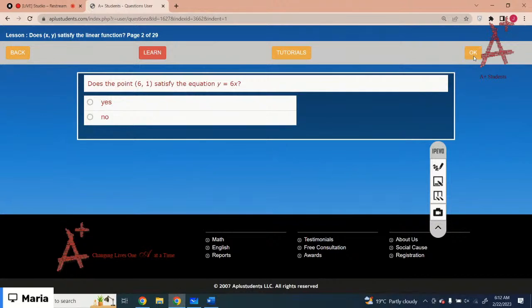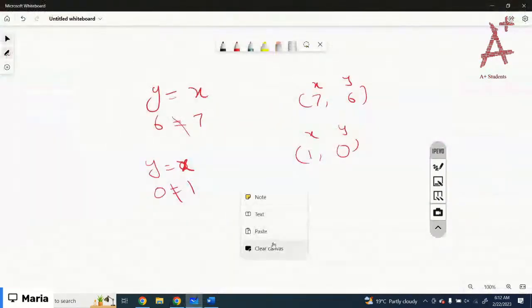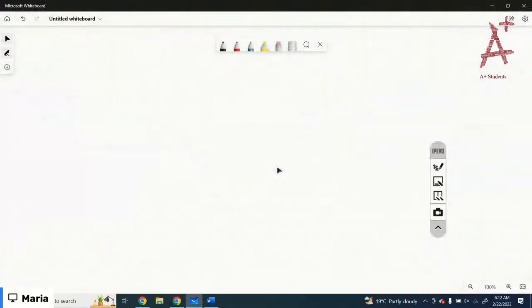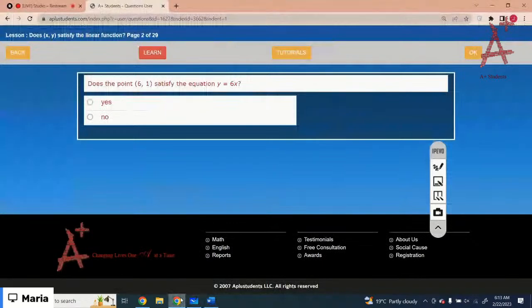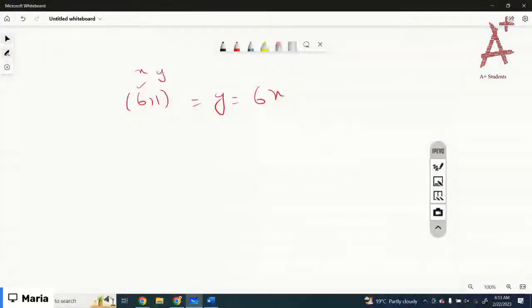Okay, does the point (6, 1) satisfy the equation? Let's see. The point is 6 and 1 and the equation is y equals 6x. Okay, x is 6 and y is 1. So 1 equals 6 times 6. So 6 times 6 is 36. Are they equal? No, they are not equal. Got it? So the correct option is no.